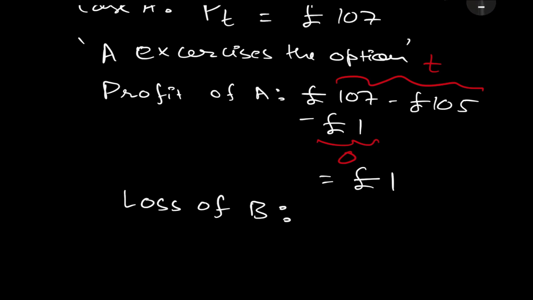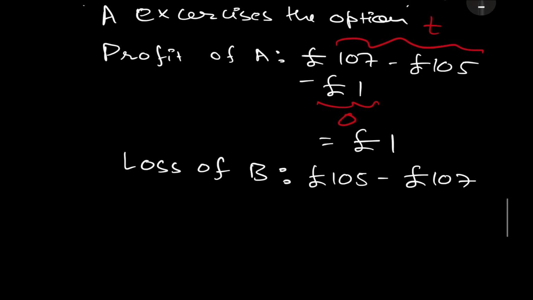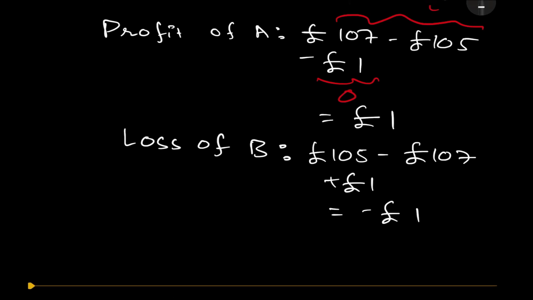So basically, B has to buy the option in the market for 107, buy the share in the market for 107, sell it to A for 105, and B already received £1 when he gave A the option. Okay, and thus B loses £1. So this is exactly identical to the profit of A, right? So that is how it works.